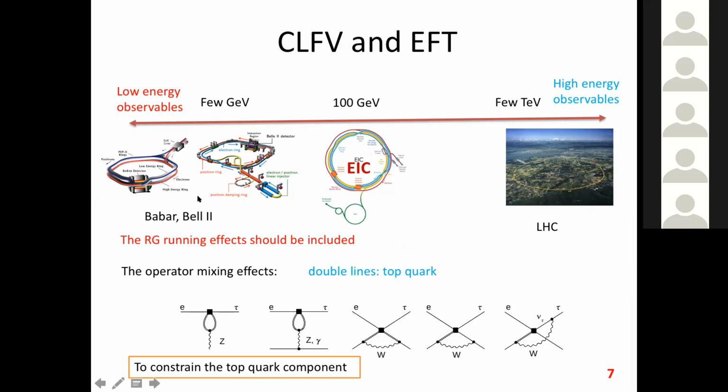On the other hand, when we include running, different operators will mix into each other. And for the low-energy data, although they cannot constrain the heavy quark component directly, for example the top quark, because the energy is low, through the running effects they can also give some strong constraint, because the low-energy data is really, really precise. So we could give some constraint.